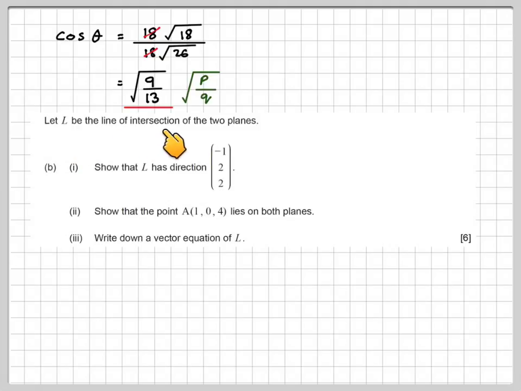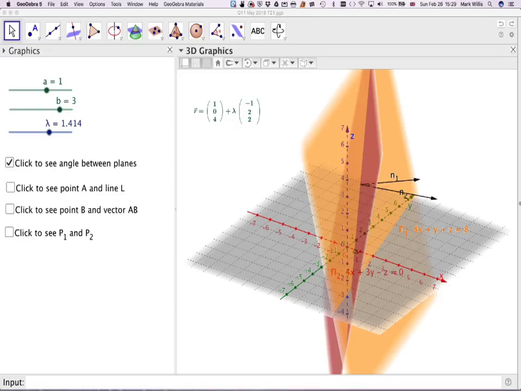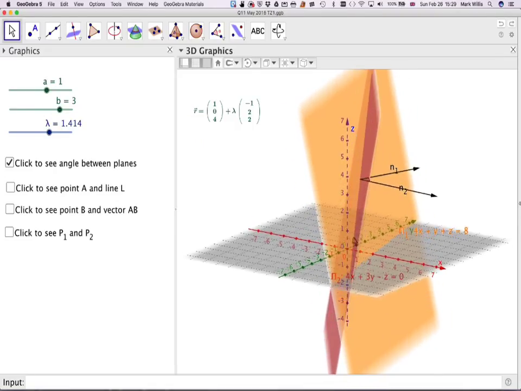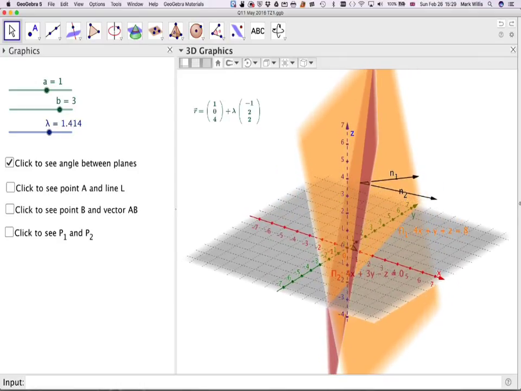Let L be the line of intersection of the two planes. Show that L has the direction (-1, 2, 2). Show that the point A (1, 0, 4) lies on both planes, and write down the vector equation of L. So going to my diagram, what we're trying to find here is we can see that these two planes intersect on a line. This line is roughly here, and we've got to find the vector equation of this line. It's sort of guiding us to do it.